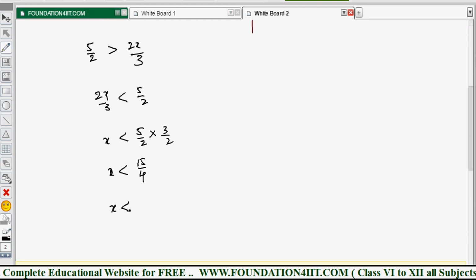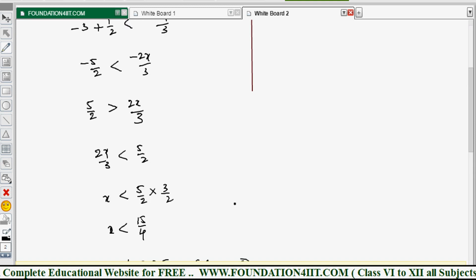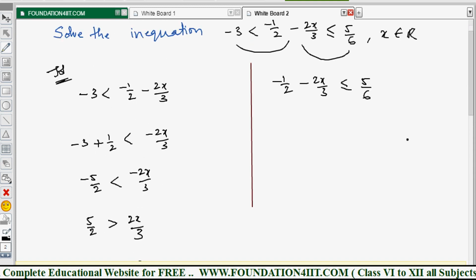So x is less than, if you convert into decimal points, 15 divided by 4, that is 3.75. Here x belongs to real numbers. Let this be equation 1. Now solve this one more. That is from here, minus 1 by 2 minus 2x by 3 is less than or equal to 5 by 6. Okay, from this, minus 2x by 3 less than or equal to 5 by 6. Minus 1 by 2 take to the other side, that is plus 1 by 2. Same, x belongs to real numbers in this case also.